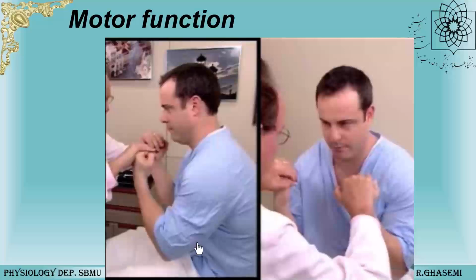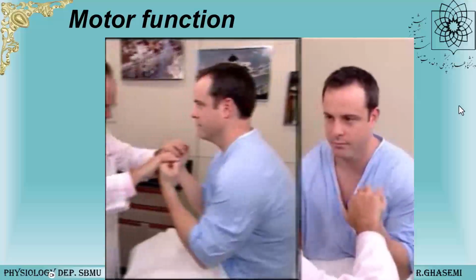As you can see in this film, we are checking the agonist and antagonist muscles. One time we are pushing back and one time pushing forward. In this test, in fact, we are evaluating the antagonist muscles that are working, if they are working normally, and if they are the same in two directions or not.